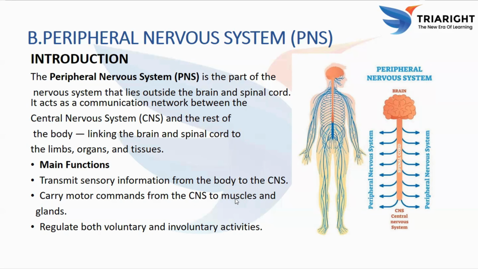So what are the main functions of the peripheral nervous system? It transmits sensory information from the body to the CNS. The PNS carries sensory signals like touch, pain and temperature from the body to the CNS for processing. The next function: it carries the motor commands. It sends motor instructions from the CNS to muscles and glands, and also it helps in movement and responses.